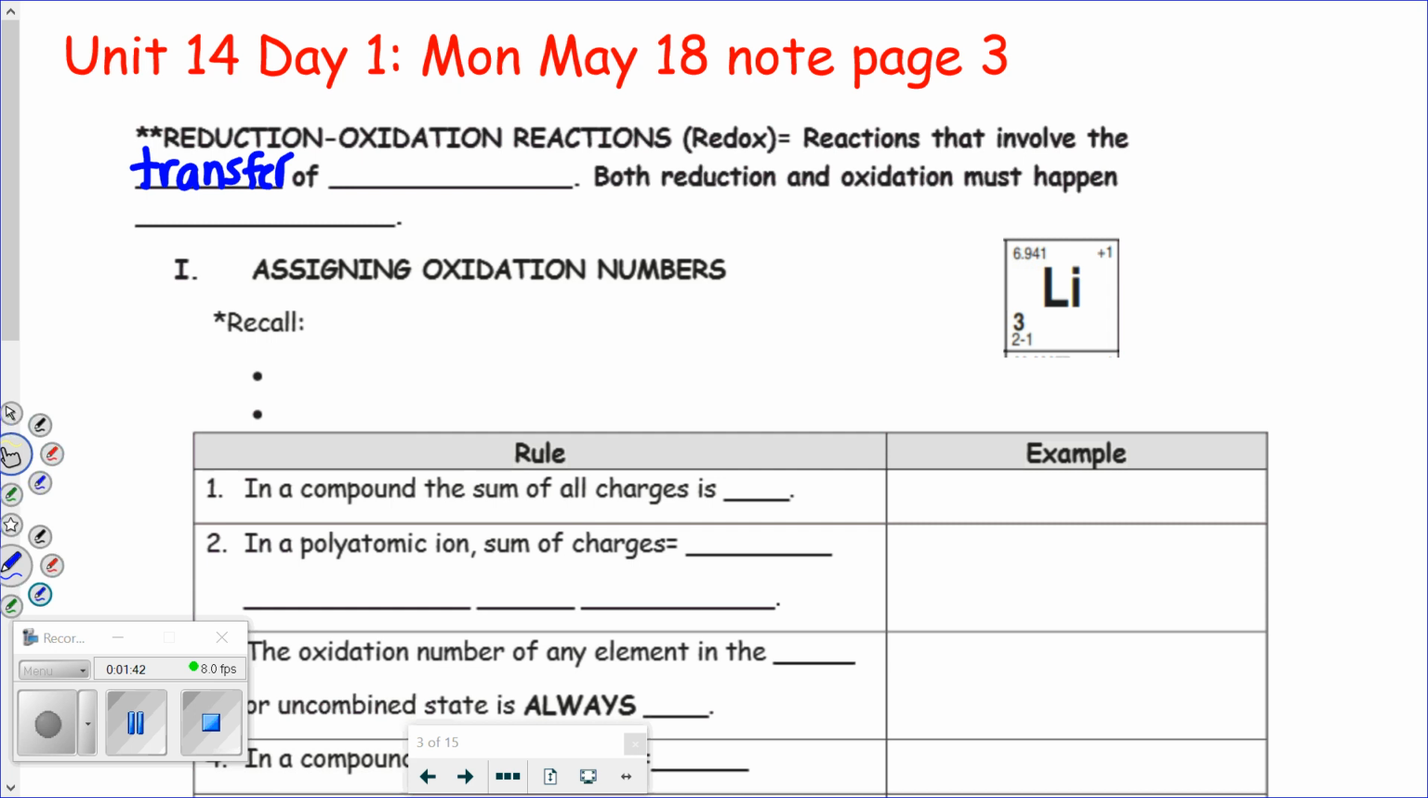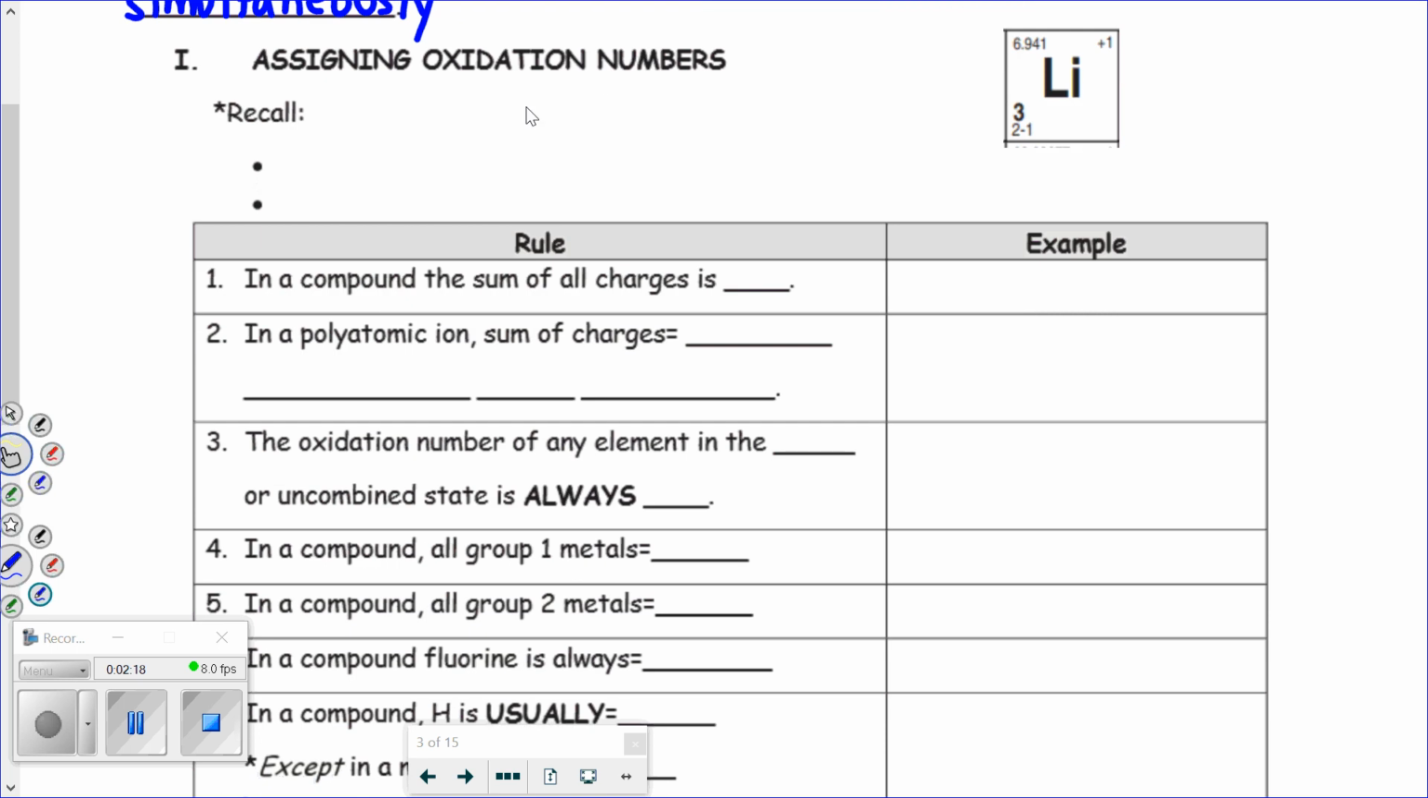of electrons. When we were doing acids and bases, we were talking about protons, when we were talking about the Bronsted-Lowry theory. Redox reactions have to do with our electrons, which remember are negative subatomic particles. Both reduction and oxidation must happen simultaneously, meaning you cannot have one without the other. They happen at the same time. It's not like you can have reduction and no oxidation, or oxidation and no reduction. You'll learn more about what redox means tomorrow and on Wednesday as well. But today we're going to practice assigning oxidation numbers.